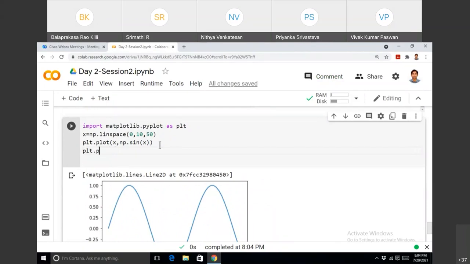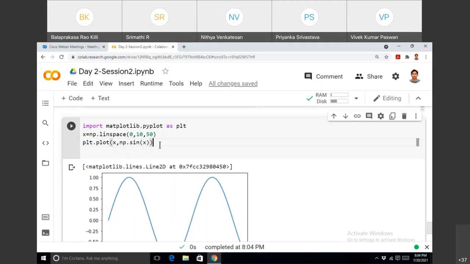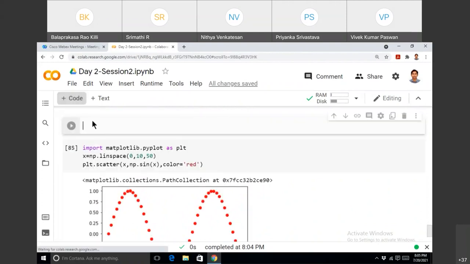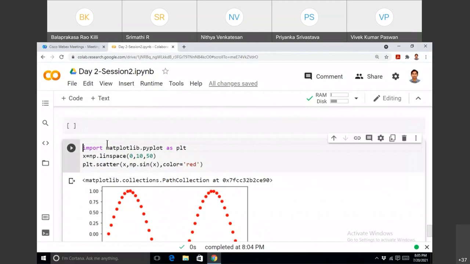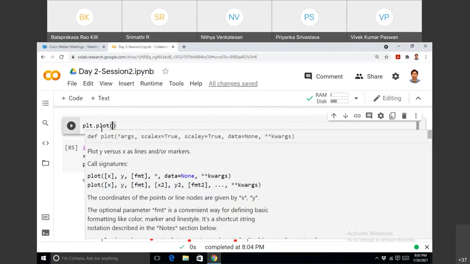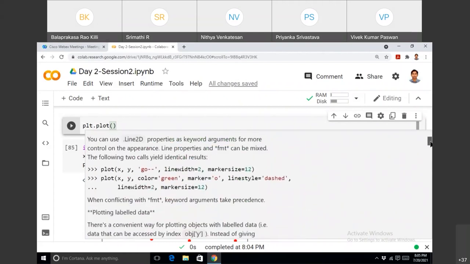It was not coming here. It will show all the options that are supported by the plot command. Let me run plt.plot, not here, here. Format. In this format option, you can change all those things: formatting like color, marker style, line style, shortcut string notation described. But if you want Times New Roman, I'm not sure because I have not used this one.